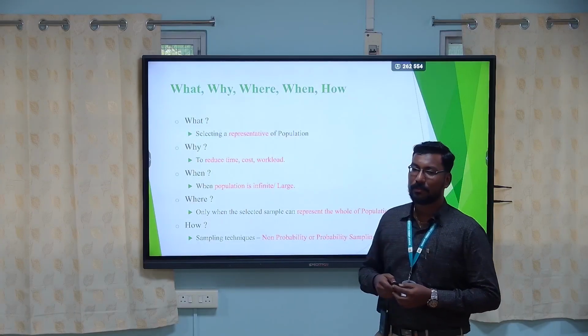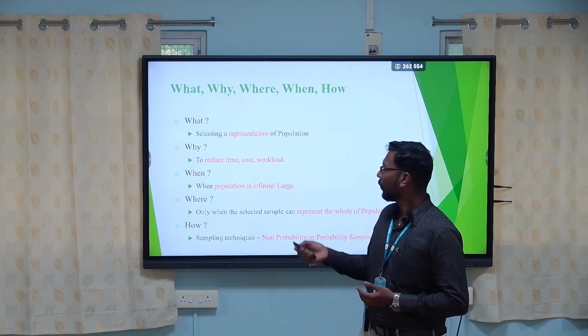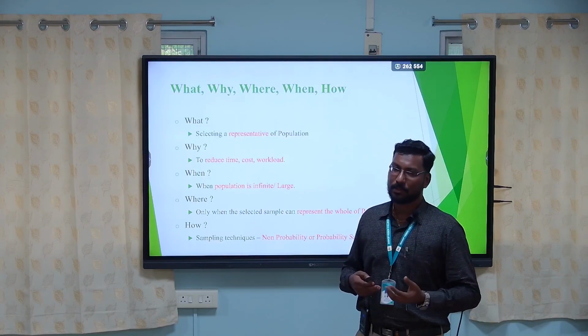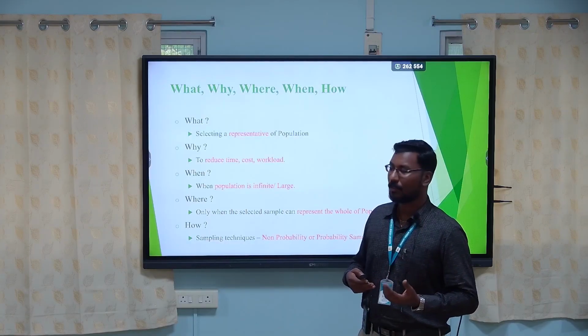And as a researcher, we have to question ourselves: what, when, where, why, and how. So what is sampling? Selecting subunits is called sampling. And why? To reduce cost and time, and to make work efficient.